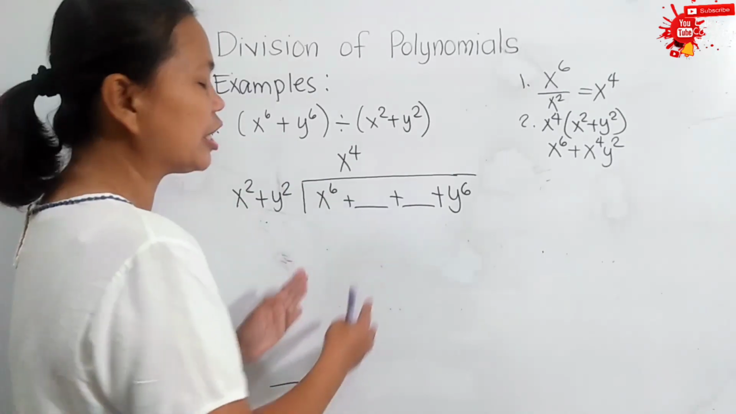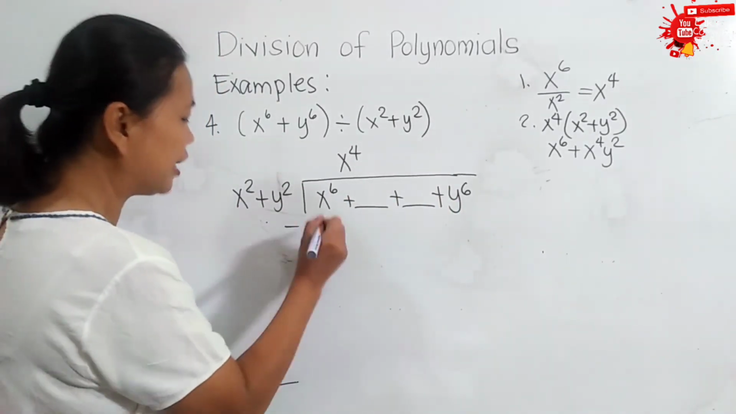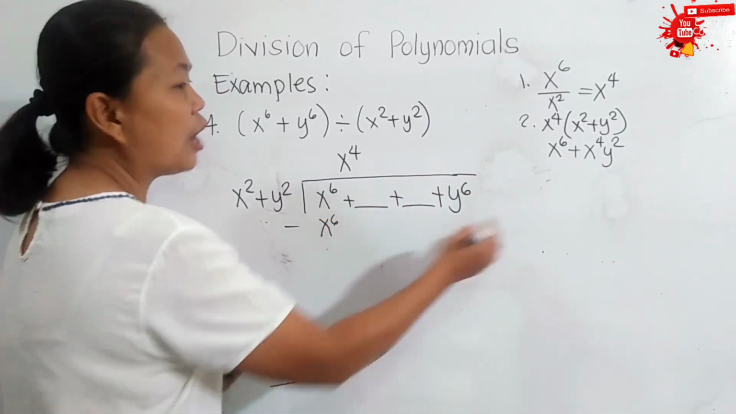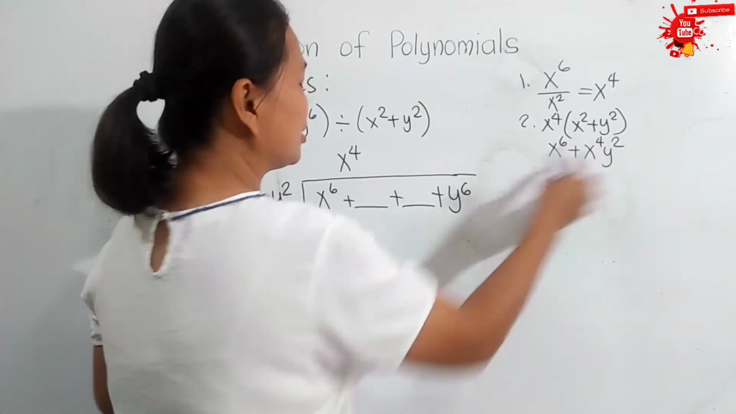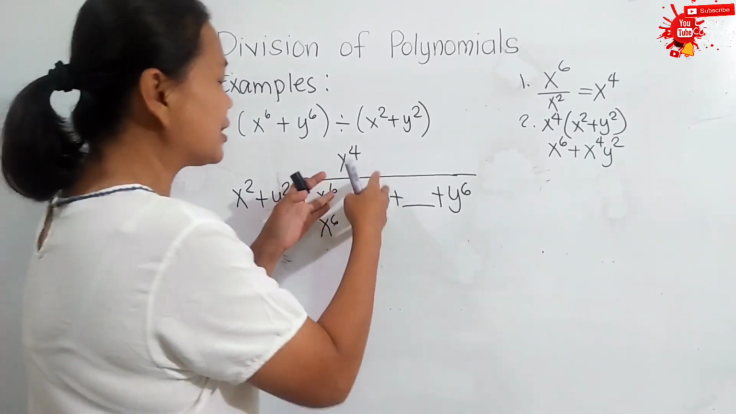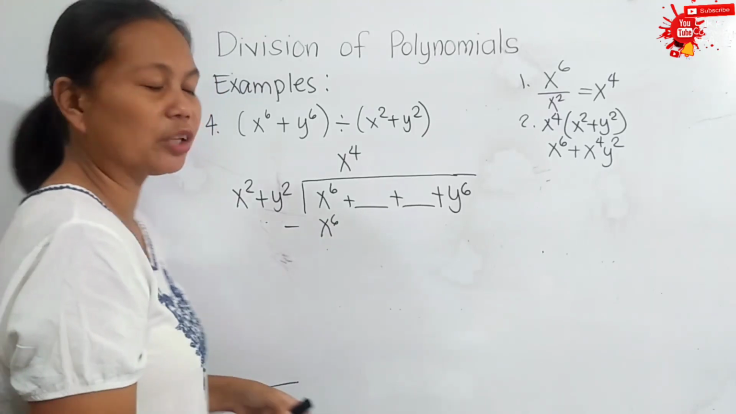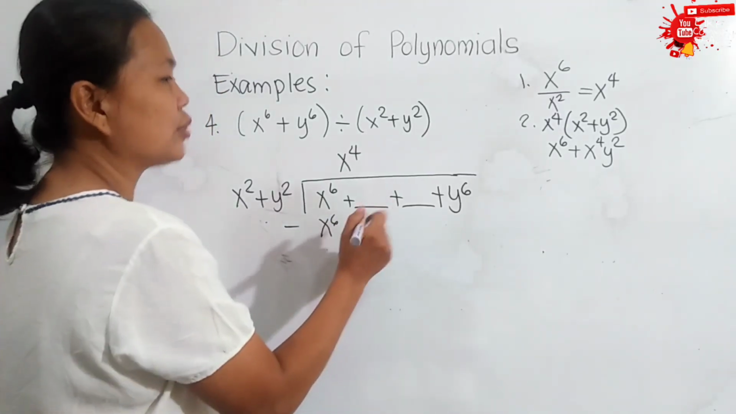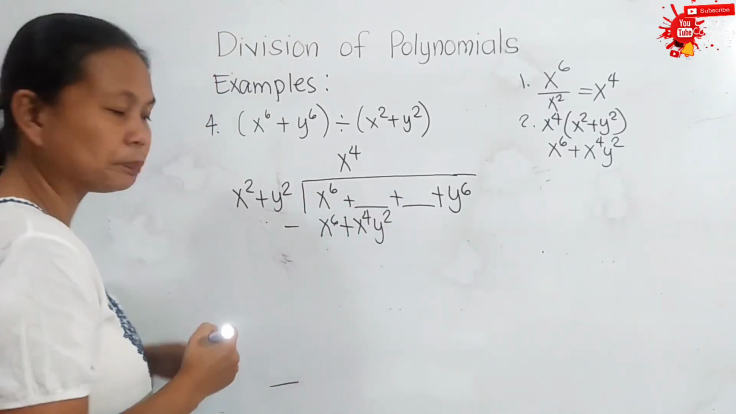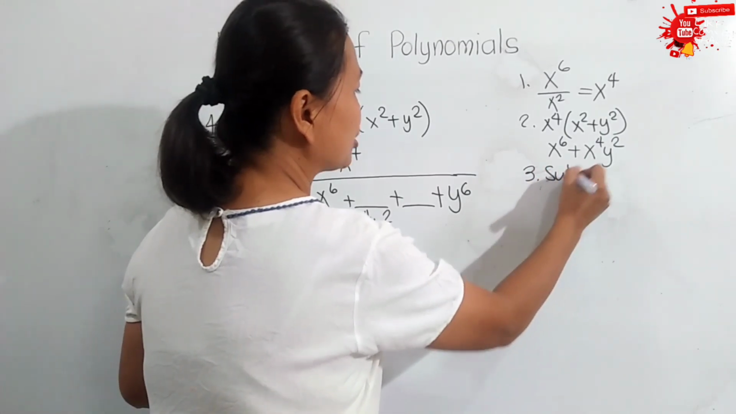So, we write it vertically so that it aligns with our dividend. So, we have minus. Then, x raised to 6 is similar to x raised to 6. Now, for x to the 4th y squared, we don't have that term in our dividend. That's the purpose of having a blank, so that we can align x to the 4th y squared with this blank. So, we have positive x to the 4th y squared. Now, let's proceed to the third step, which is subtraction.